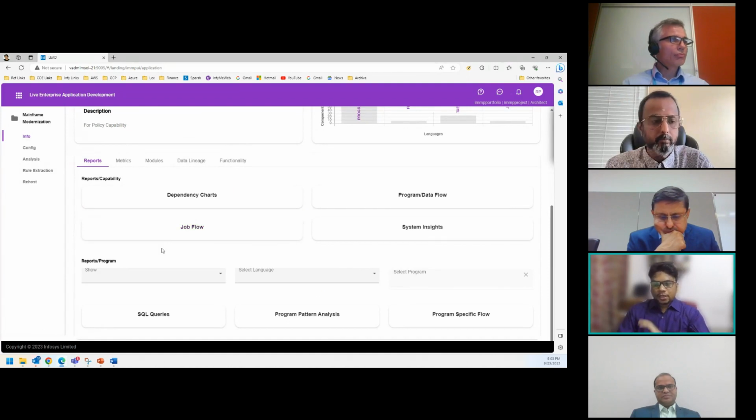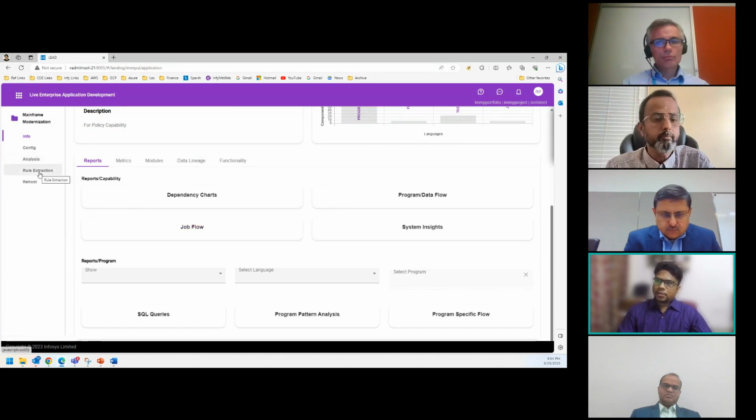Now, there are various other reports available, but in the interest of time, let me just call out SQL queries and program pattern analysis: how each program looks, how complex it is going to be, and the program-specific flow within a program. All those reports are available. Then metrics, several complexity matrices, and data lineage, how the data flows within a program. All those are available.